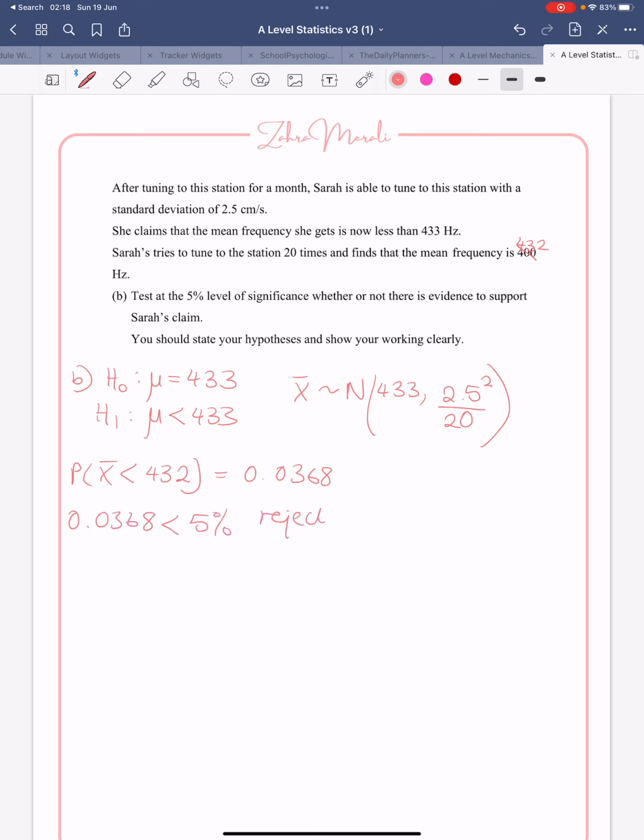So you've got to reject H0. And you say there is evidence to suggest Zahra is correct. And you probably should start by saying reject H0.